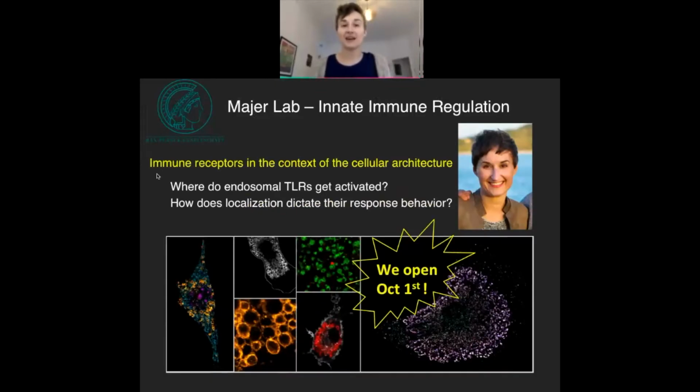I have actually one slide to introduce myself to you again. I'm going to start in just a few weeks my own research group at the Max Planck Institute for Infection Biology, and my lab will run under the title Innate Immune Regulations. What we study are immune receptors in the context of the cellular architecture. My system is interested in autolytic receptors that are sitting in endosomes, and they sense nucleic acids. Some of the questions we try to address are, where exactly do these endosomal TLRs get activated, and how does the localization of these receptors dictate their response behavior? So if you think this is cool and you would be interested in that, we start hiring beginning of next year. At all levels, basically, PhDs, postdoc, master thesis, internships, whatever. So you're very welcome to contact me.